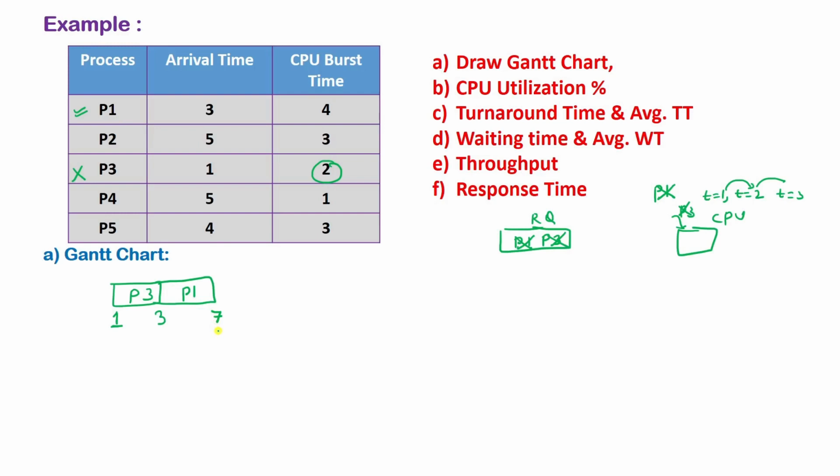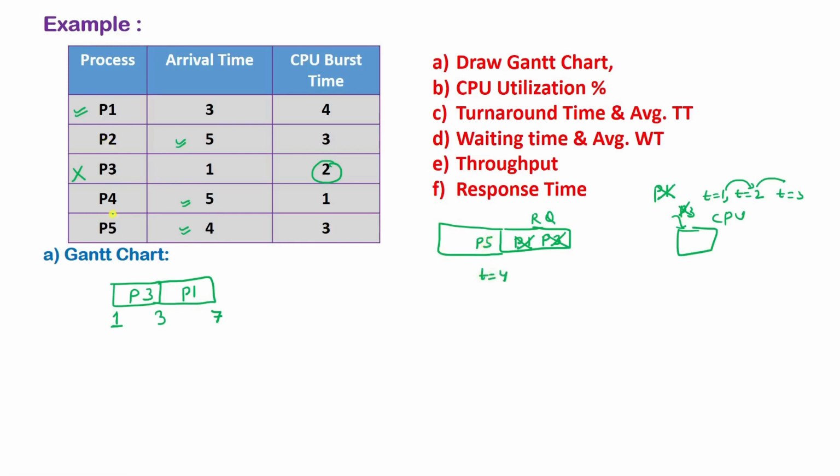Now when the current time is 7, what are the various processes that have arrived inside the ready queue? Here you can see P2 arrived at t equal to 5, P4 also arrived at t equal to 5, and P5 arrived at t equal to 4. That means after 3, at time 4, this P5 came. Then at t equal to 5, P4 and P2 came. So here we have many processes. From 5 and 4, what is the least number? It is 4. So P5 came at t equal to 4.